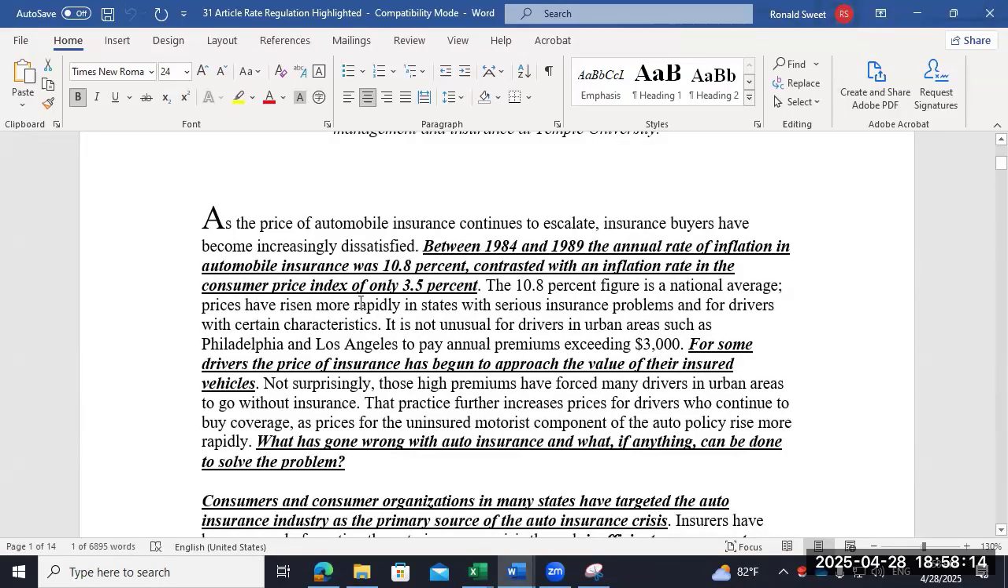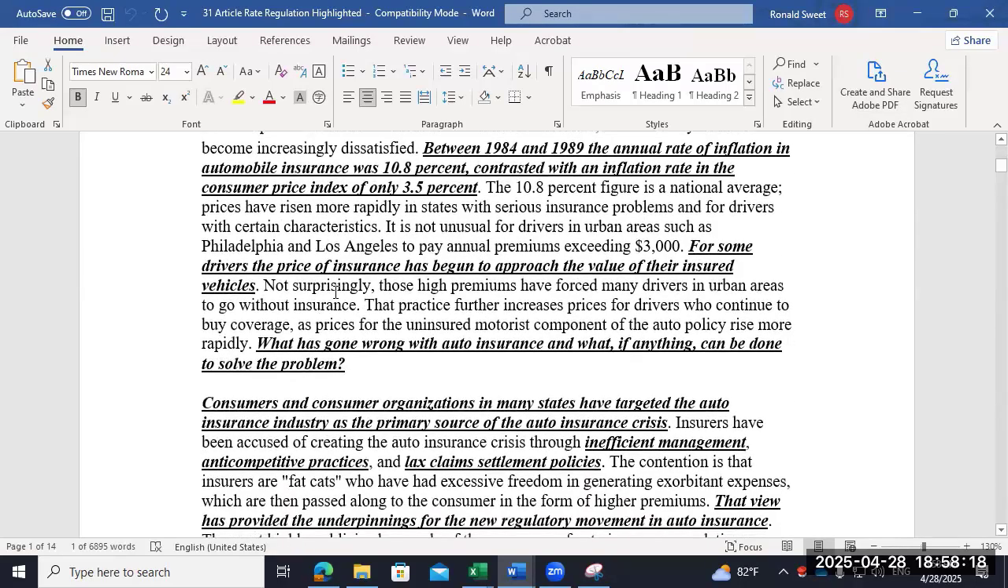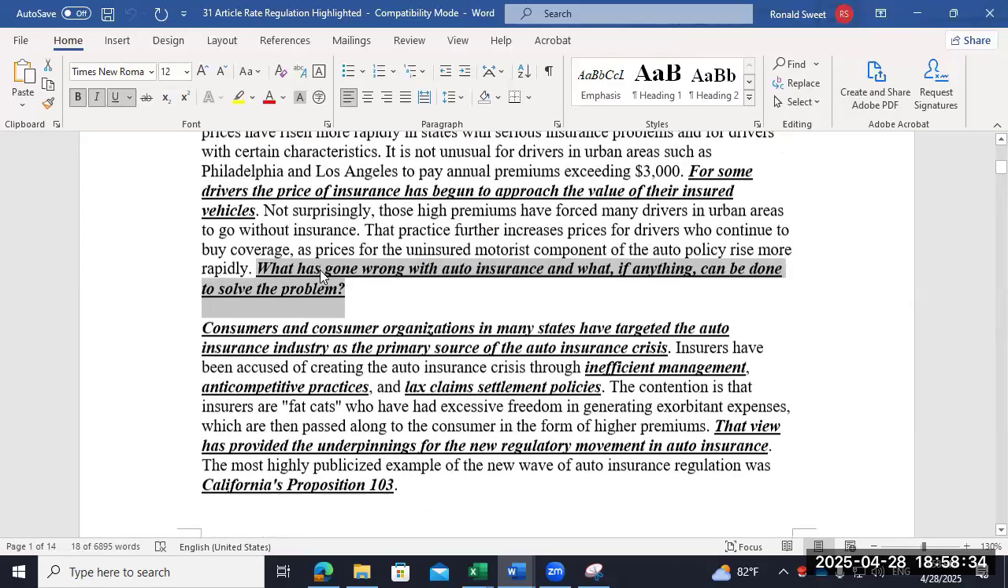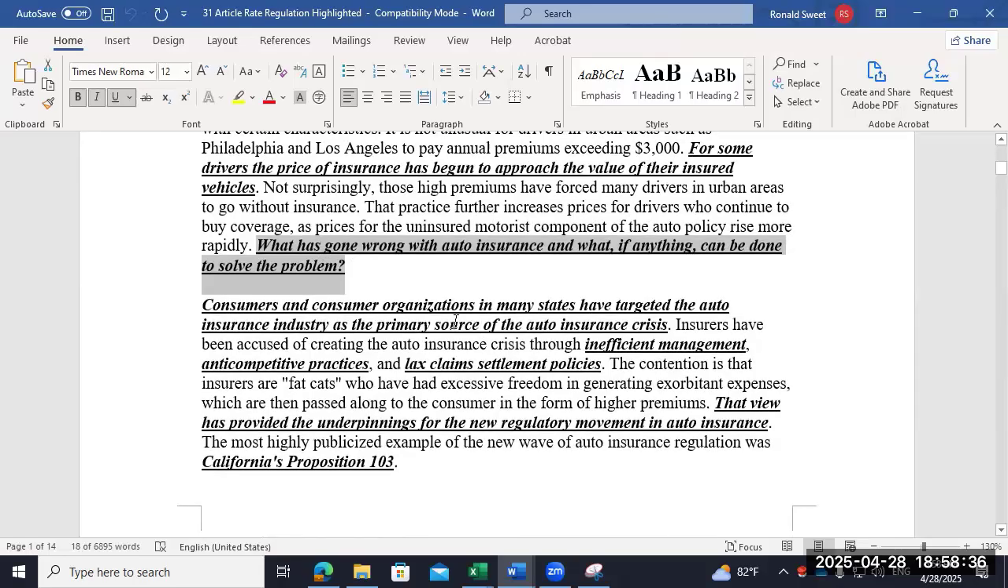Auto insurance premiums are rising a lot faster than general inflation. For some, the cost of the insurance is approaching the price of their vehicle. So what has gone wrong? This is the question they ask: what has gone wrong, and what, if anything, can be done to solve the problem? That's not what they're answering in this paper. What they're answering is, is regulation the solution or the problem? So I do want to walk through this.